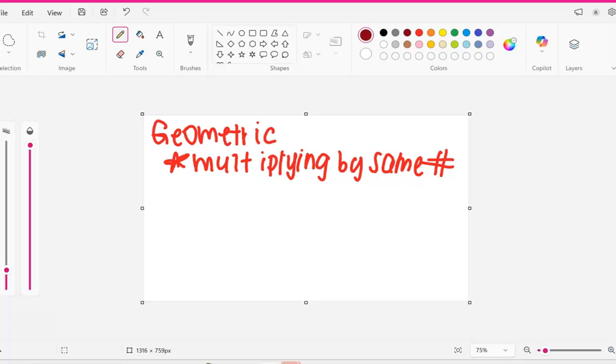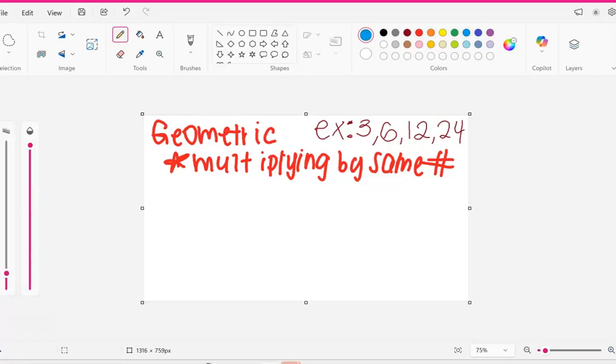So for example, I'm going to write small up here, an example. If we start at 3 and we keep multiplying by 2, 3 times 2 gives you 6. 6 times 2 gives you 12. 12 times 2 gives you 24. So we start at 3, we keep multiplying by 2, multiplying by 2, multiplying by 2. That's always going to give us the next number. That's an example of a geometric sequence.